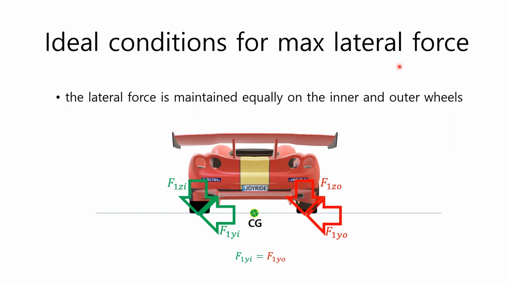A car with ideal high-performance driving conditions is one whose center of gravity is on the road surface and in the center of the left and right wheels. In those conditions, it can withstand the greatest lateral force when turning because the lateral force is maintained equally on the inner and outer wheels. However, it is practically impossible to have the center of gravity located on the road surface. However, we must not forget that the lower the center of gravity, the greater the maximum lateral force that can be withstood, which is advantageous.